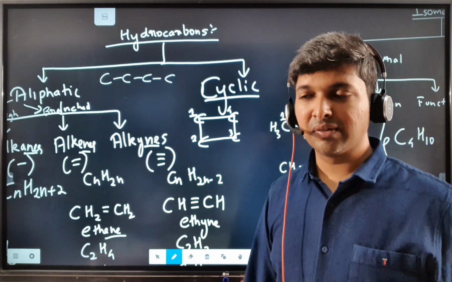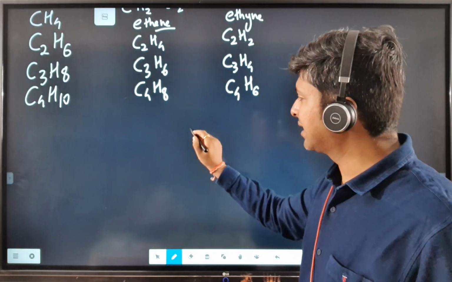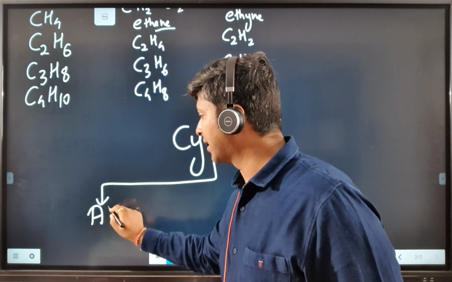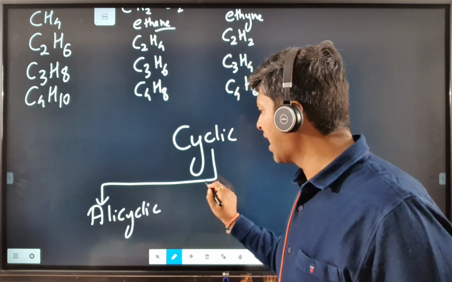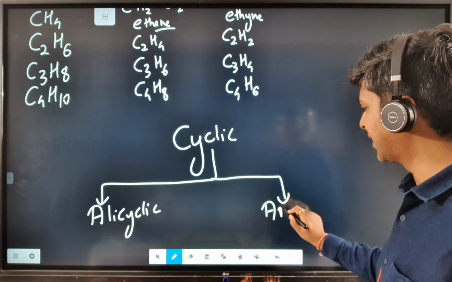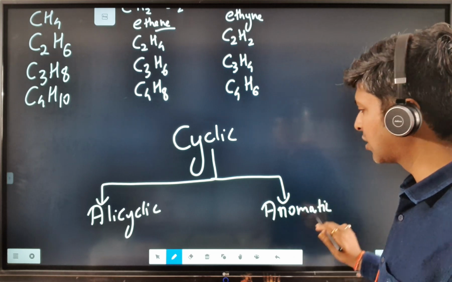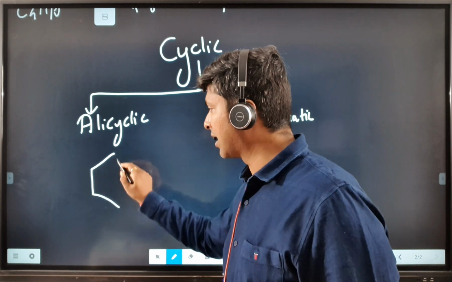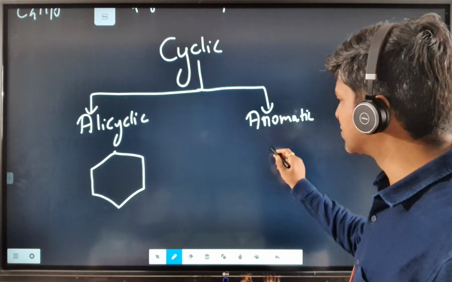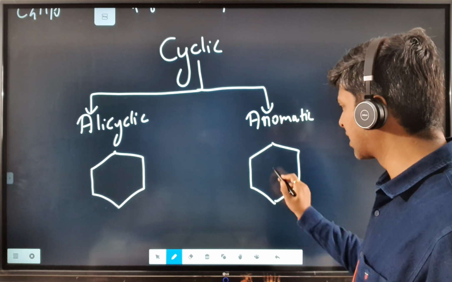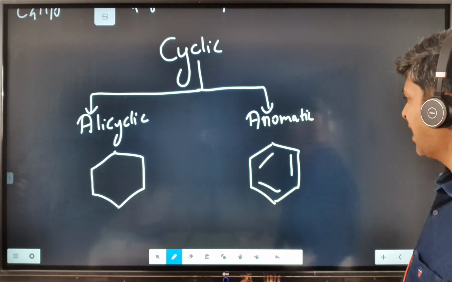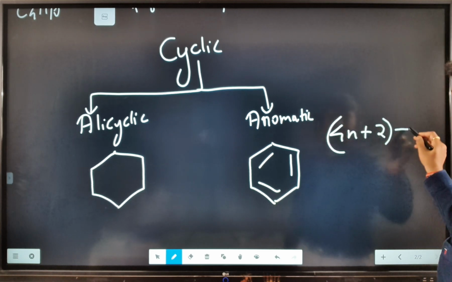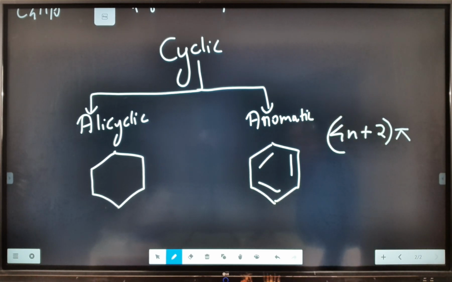Cyclic compounds can further be classified into alicyclic and aromatic. I did not have it placed there, that's why I'm writing it over here: alicyclic and aromatic. Alicyclic compounds are those which do not follow Huckel's rule, and aromatic compounds are those which follow Huckel's rule. Now you must be wondering what Huckel's rule is. To explain in a quick and short way, it is 4n plus 2 pi electrons.